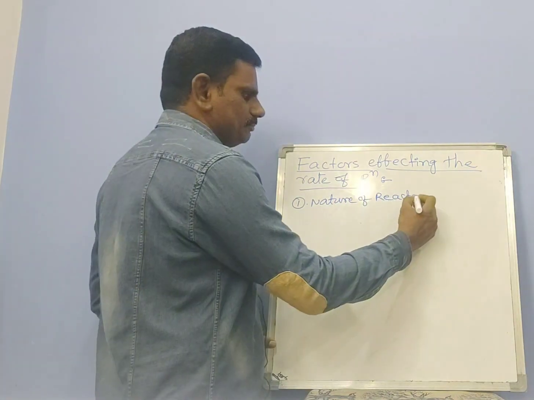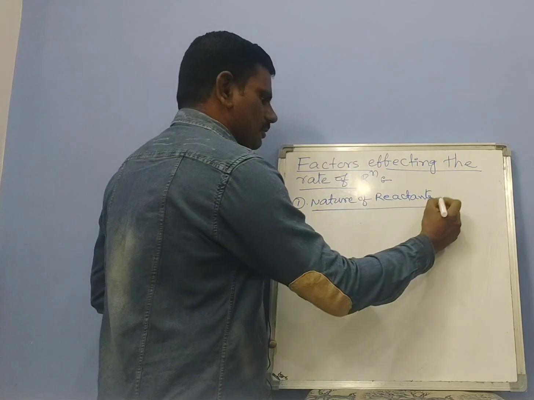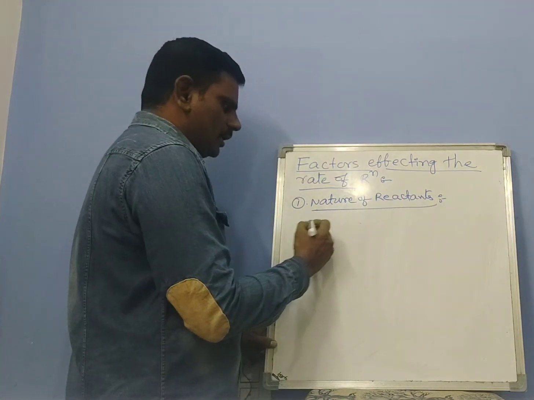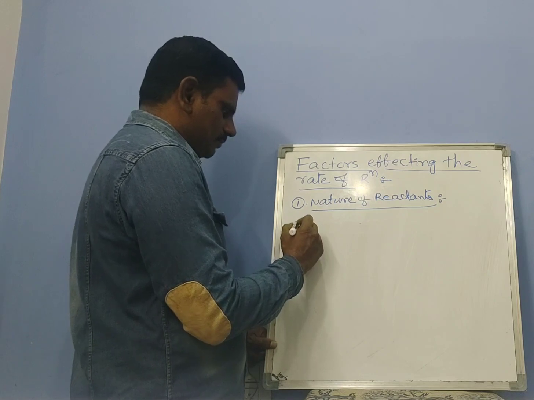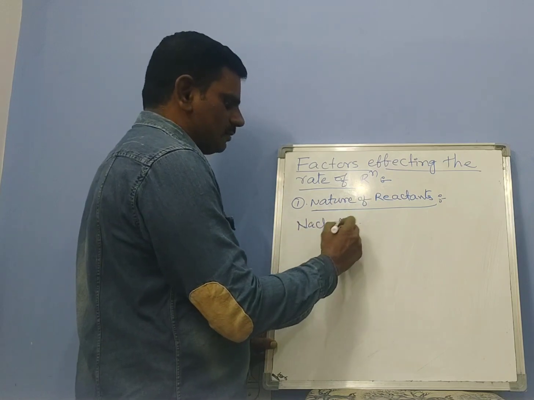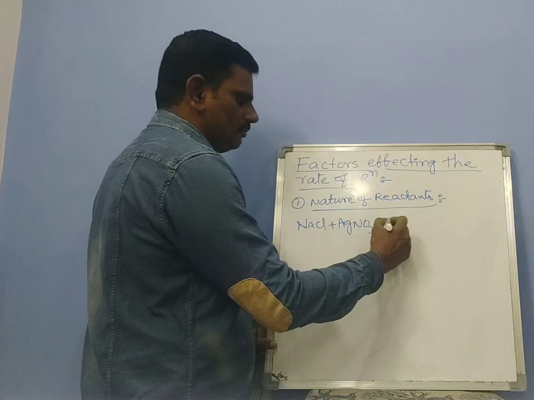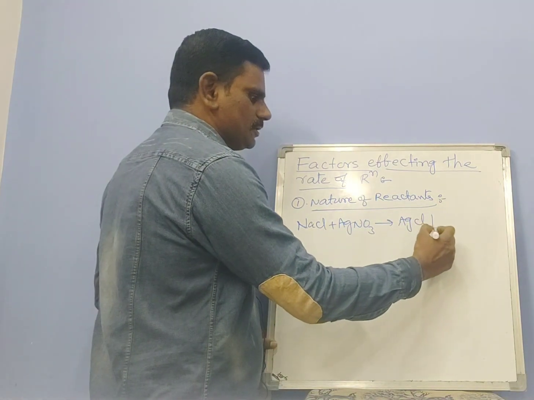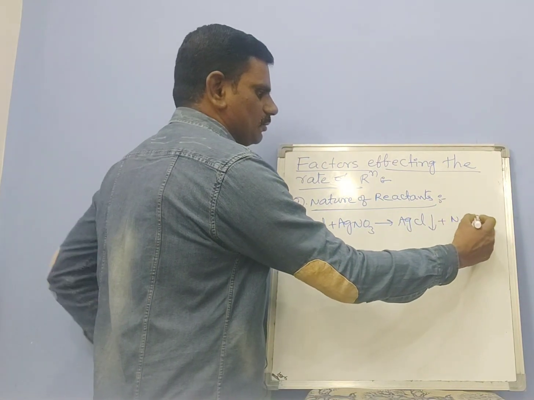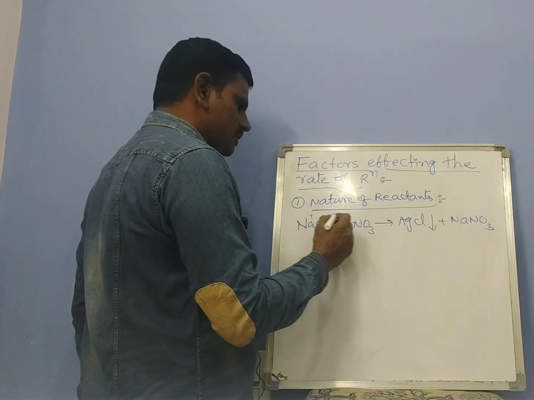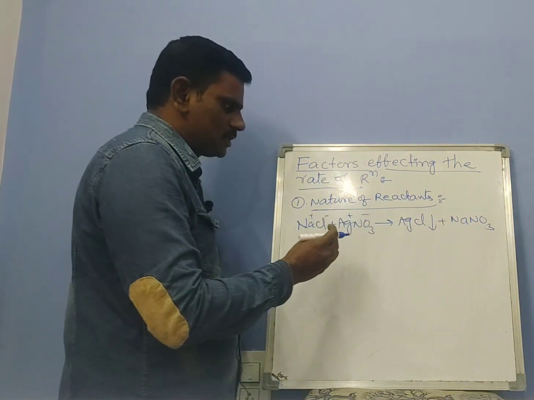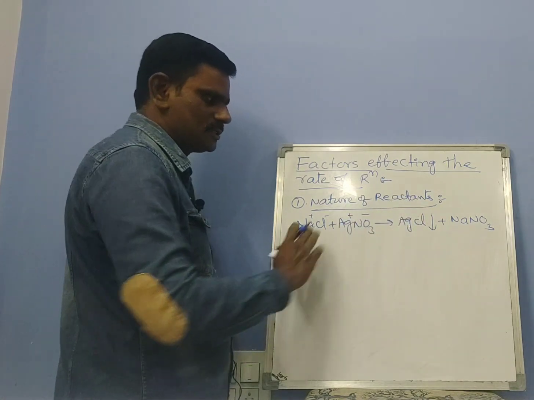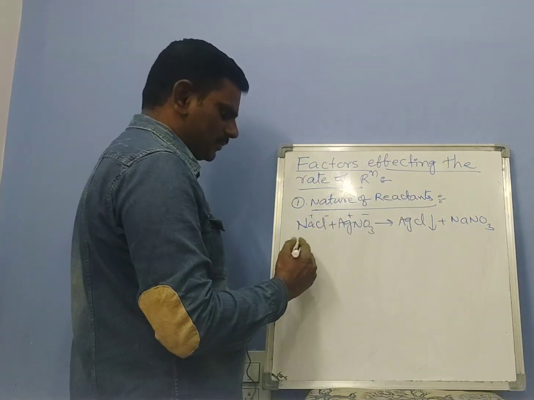Already I told you, ionic reactions are very fast. See, sodium chloride reacts with silver nitrate to form AgCl precipitate and NaNO3. Here these are ions. Oppositely charged ions come closer and form the products. This reaction is carried out very fast.